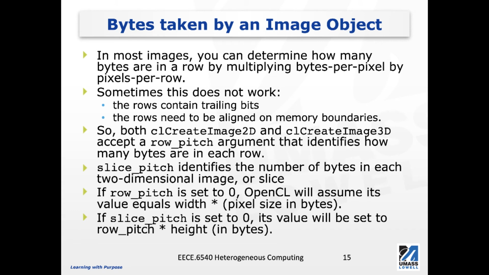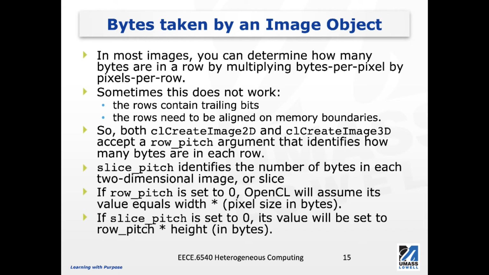In most images, you can use simple formulas to determine how many bytes are in a row by multiplying the bytes per pixel by the pixels per row. But sometimes this does not give you the precise number of bytes to describe the image, because the rows may contain trailing bits, so you may have some padding to fill out pixels that are not well defined, and also you may have rows that need to be aligned on memory boundaries.